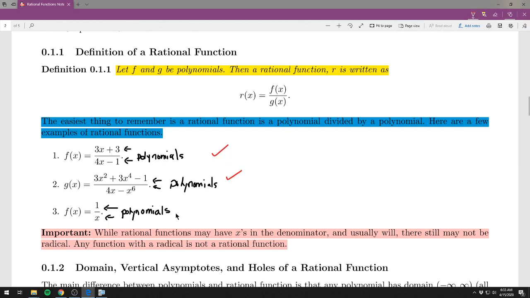Pretty much if you compare rational functions to polynomials, we can now have x's in the denominators because of the fraction thing. We still cannot have any radicals. You will not see any radicals in this entire chapter. But this is the last section of the chapter.